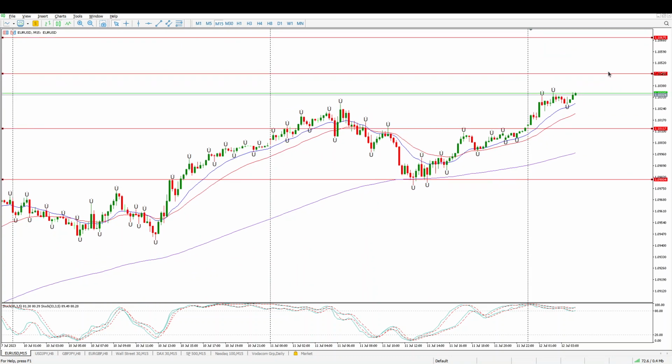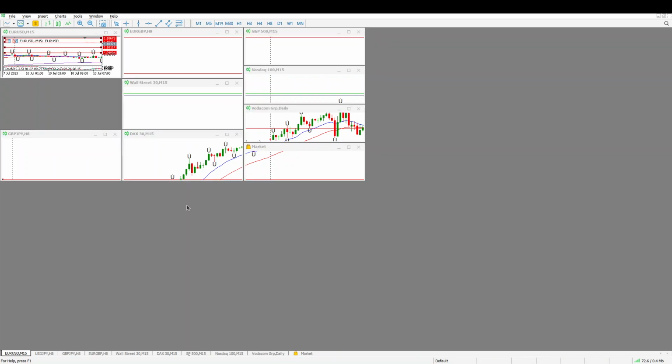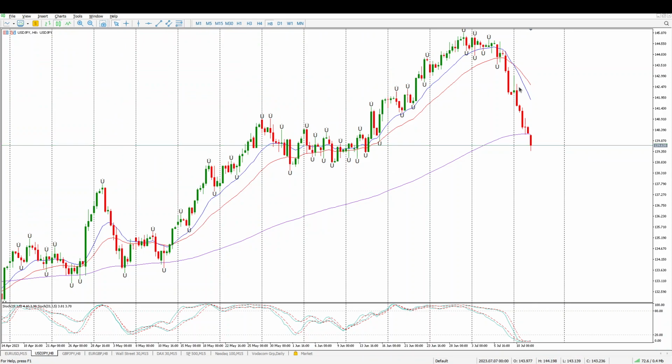And we are targeting 110.455 and then 110.675. Moving on to the Japanese yen, US dollar Japanese yen, it does look like this strong uptrend has broken now. So we are looking to change our tune for shorts, continue riding this down.